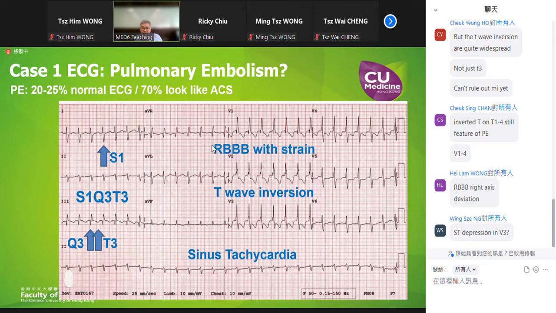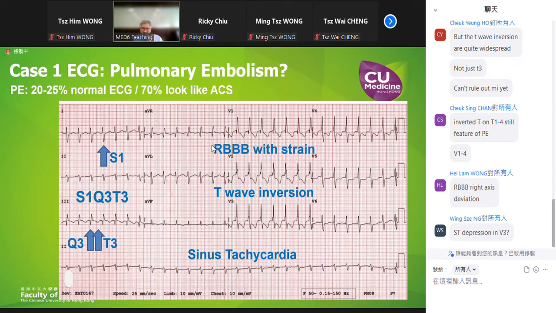But if you get a full gamut of these things, I think the most common thing you see in PE is actually sinus tachycardia. It's not S1Q3T3. That's fairly specific, but it's not that sensitive. So if you think of PE, the most common ECG you see is just sinus tachycardia. But if you see sinus tachycardia, S1Q3T3, T-wave inversion anteriorly, and RBBB strain, you get the full hog. You're looking at a fairly massive PE.